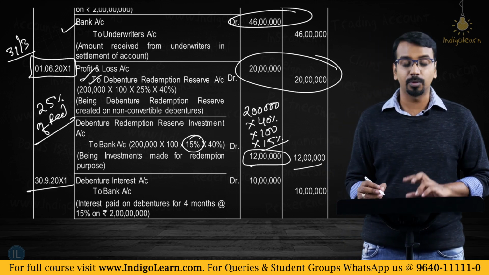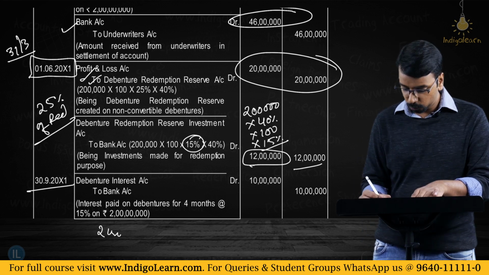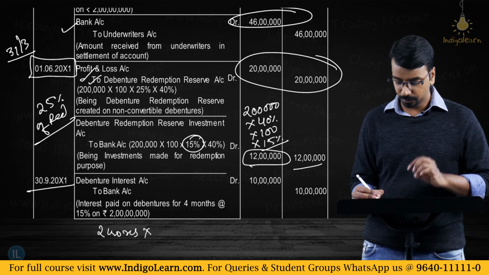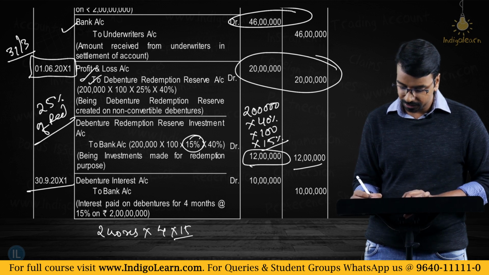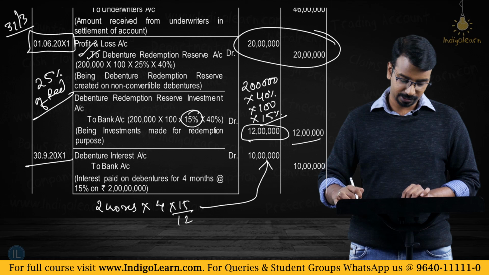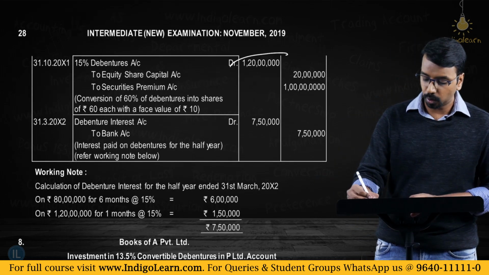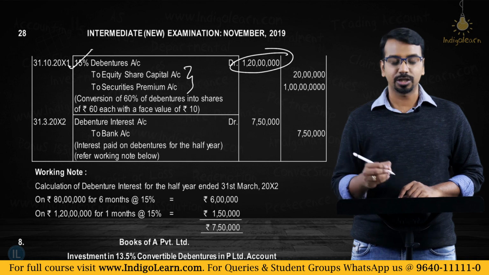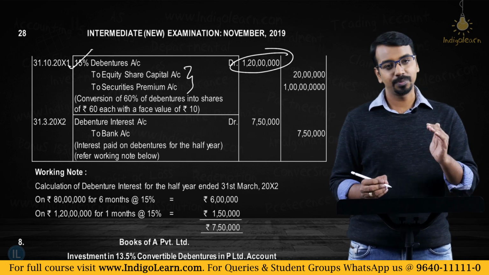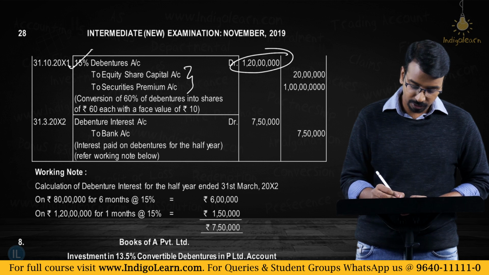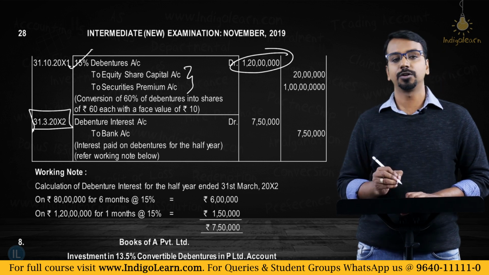Then on 30th of September, we will pay interest on 2 crores worth of debentures for June, July, August, September. So 4 months into 15 divided by 12, that comes to 10 lakh rupees. Then on 31st of October, 1 crore 20 lakhs were converted. So you will debit debentures account, and credit equity share capital and securities premium account with the numbers that we have already computed. And lastly, you will pay debenture interest on 31st March of year 2.